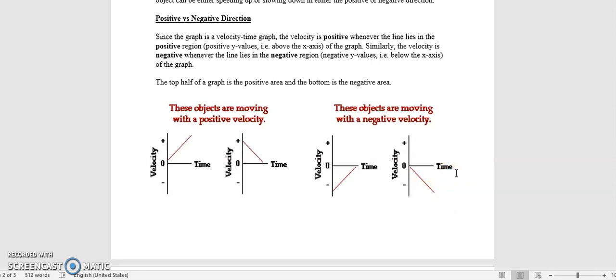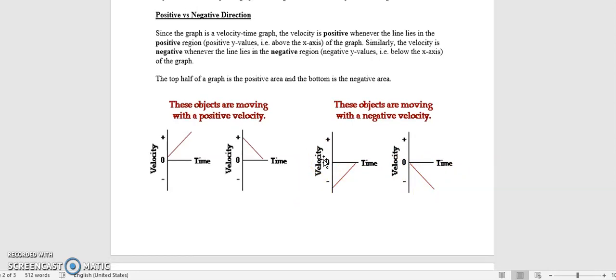On a position time graph, anytime the line was going at a downward angle, anytime the line was traveling like this, that meant we were traveling in the negative direction. Anytime the line was going up and to the right, that meant we were traveling in the positive direction. So a velocity time graph is different. Anytime you're in the positive region of the graph, you have a positive direction. Anytime you're in the negative region of the graph, you have a negative direction. Okay? So again, this is confusing with the position time graph, really keep that straight in your head.